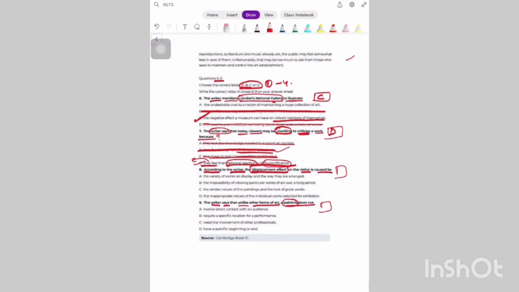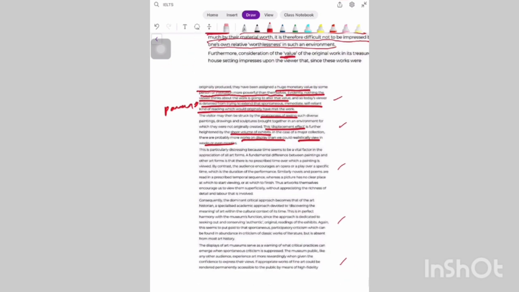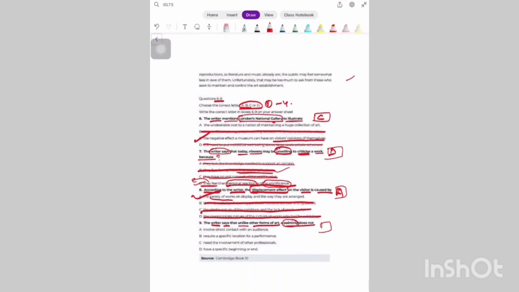What are the options? By the variety of work on display and the way they are arranged. The impossibility of viewing a particular work of art over a long period. No. The similar nature of paintings and the lack of great works. No. The inappropriate nature of the individual work selected for exhibition. Here the simple answer is A. Option A is correct, because they have displayed so much variety of work, and the way it is arranged, that as per the writer, visitors have the displacement effect, caused by the variety of work. So you look at something, it gets displaced, and you look at another thing, the previous thing displaces. So it is caused by the sheer volume of exhibits, the variety of works, and the way they are arranged.